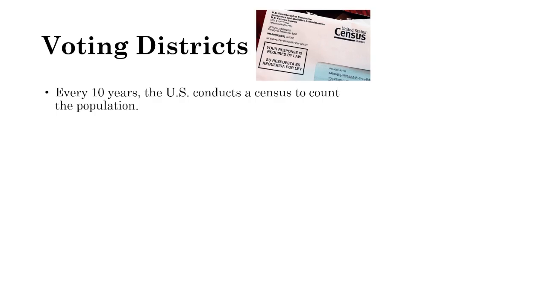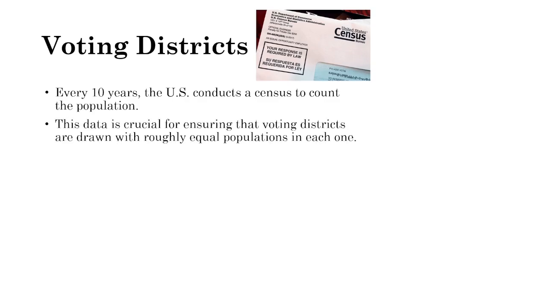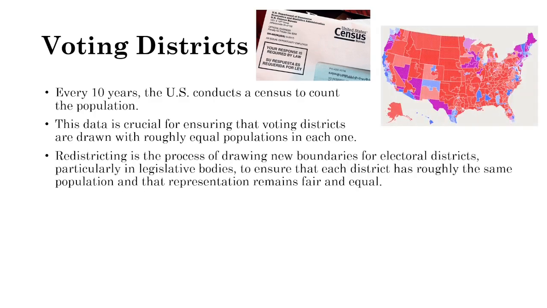Let's talk about internal boundaries, particularly voting districts in the United States. The United States conducts a census every 10 years to count the population, and it collects a lot of other demographic data as well. This data is crucial for drawing up the voting districts so that each district has roughly equal populations. Redistricting is the process of drawing new boundaries for the electoral districts.